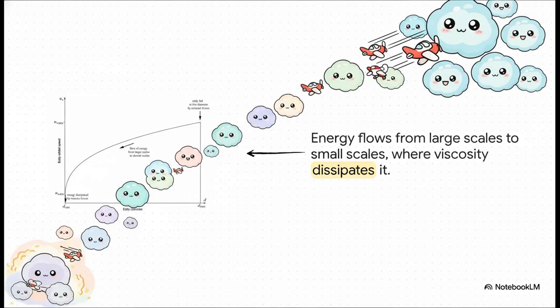And all the way at the bottom left, the eddies get so tiny that the air's natural stickiness finally takes over and smooths everything out, turning that leftover energy into a tiny bit of heat. The bumps your plane feels, that's from the bigger eddies, right in the middle of that cascade.